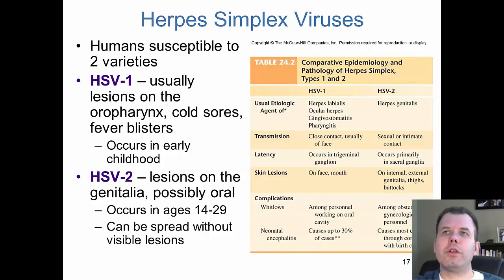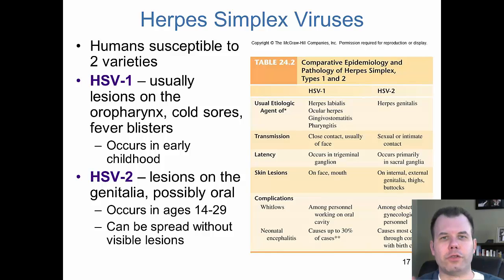Okay, so the first two we're going to look at are the simplex viruses. HSV-1 is typically found in the oropharynx, so on the face, around the mouth, the nose, or the eyes. It typically occurs in early childhood, but can go on throughout the rest of that person's life. It can be spread through typical fluid secretion, so a mom kissing a baby is the typical way these things spread. But any fluid contact from person to person is how these things spread.